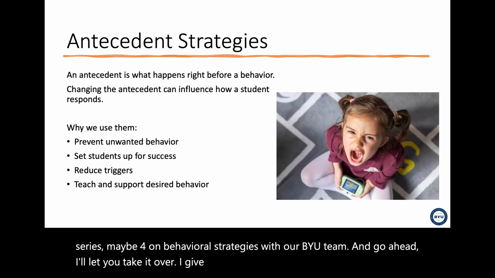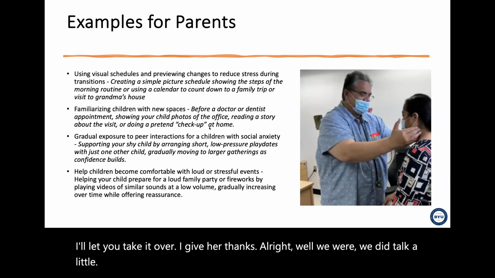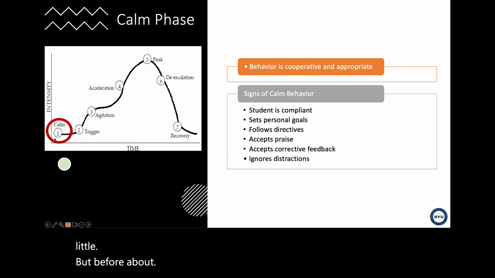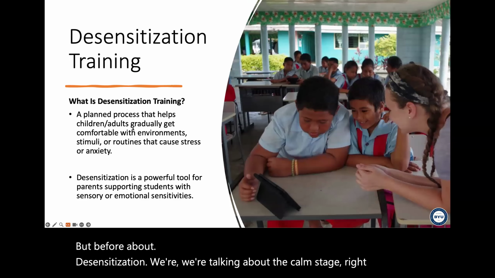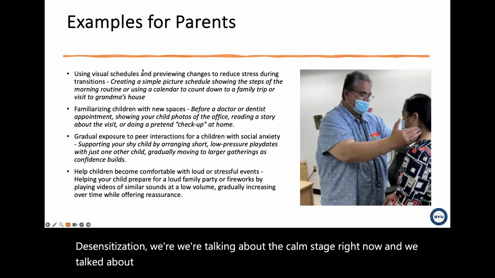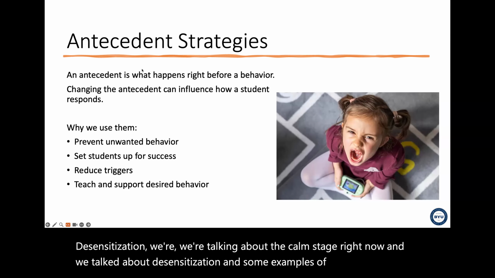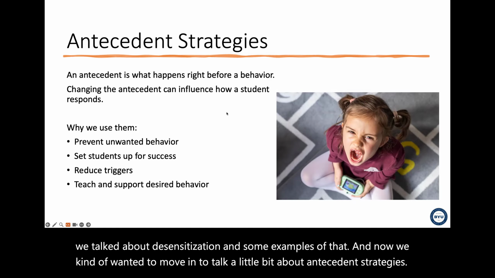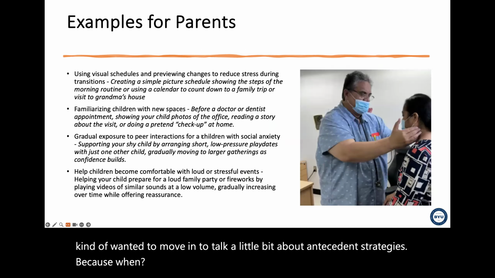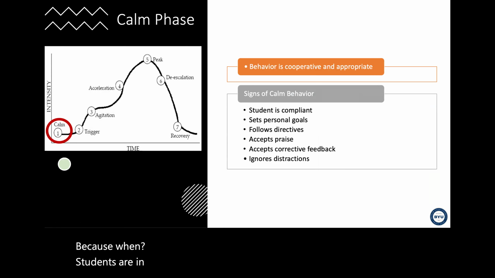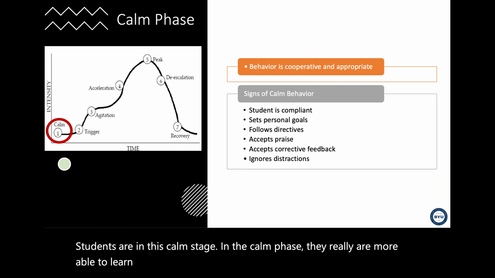Thanks. All right. Well, we did talk a little bit before about desensitization. We're talking about the calm stage right now. And we talked about desensitization and some examples of that. And now we wanted to move into talking a little bit about antecedent strategies, because when students are in this calm phase, they really are more able to learn. So that's a really nice stage to be in.